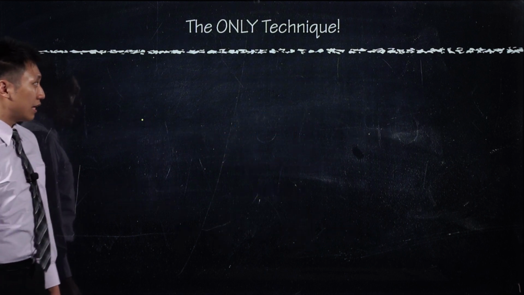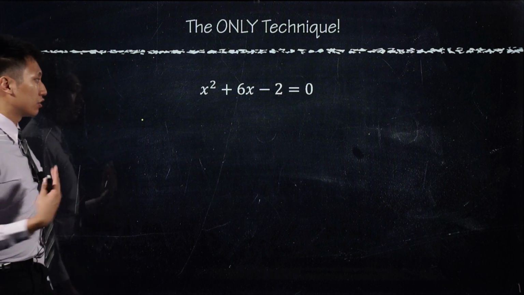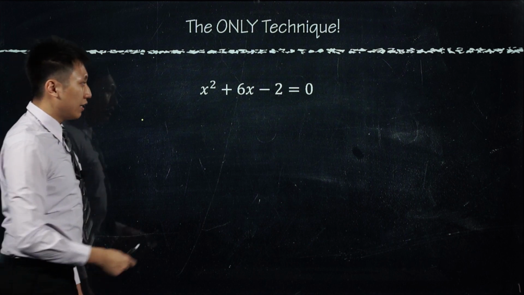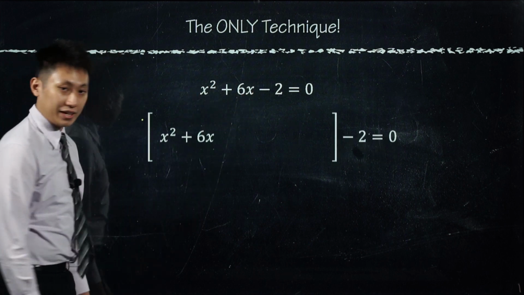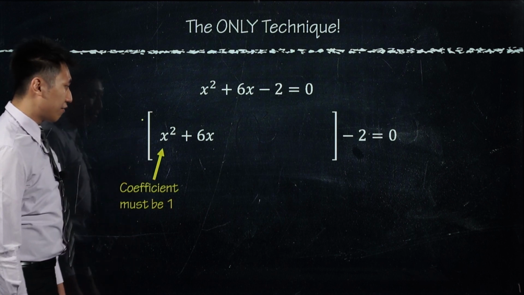Let's try using numbers so that you are familiar with this. What do you do when you see this? You put a bracket over here, constant outside. Coefficient must be 1.